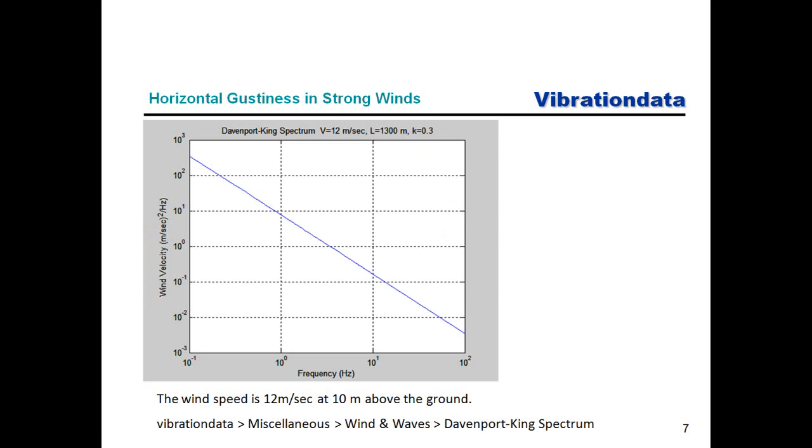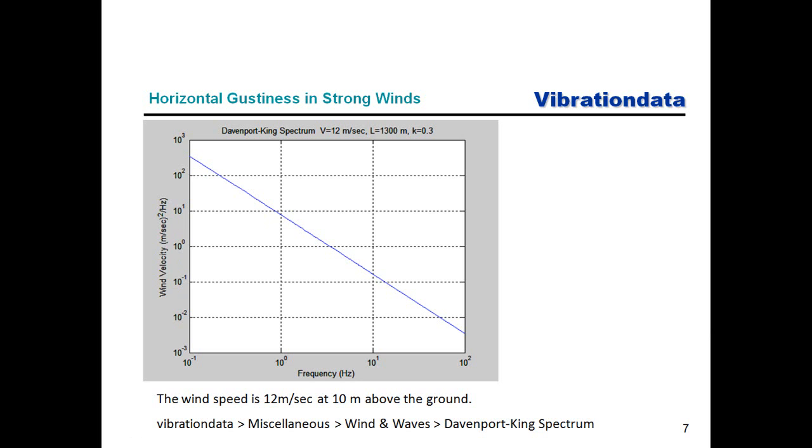Now, I do not actually have any anemometer data that we can work with, but kind of like the Pearson-Moskowitz spectrum, there was another pair of researchers who came along, Davenport and King, and they analyzed anemometer data for wind gustiness, so horizontal gustiness in strong winds, and they came up with an empirical formula for wind. And in this case, the resulting data is presented in terms of wind velocity, meters per second squared per hertz.